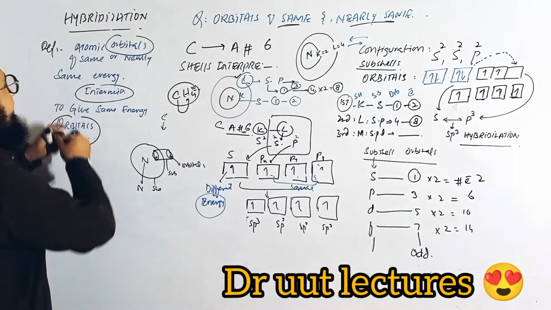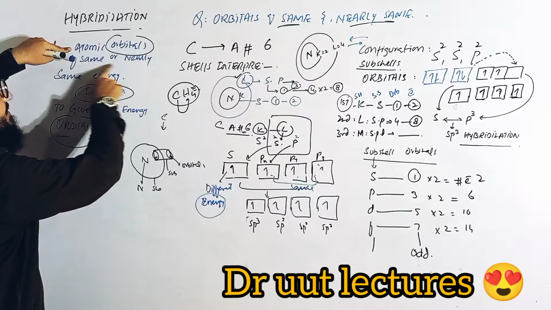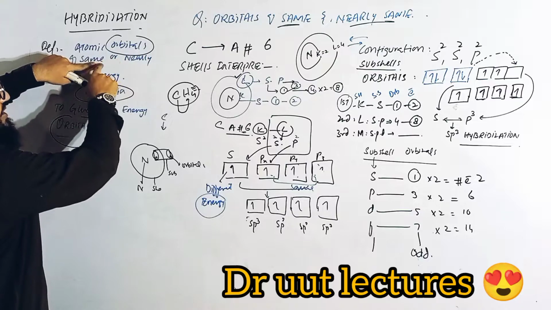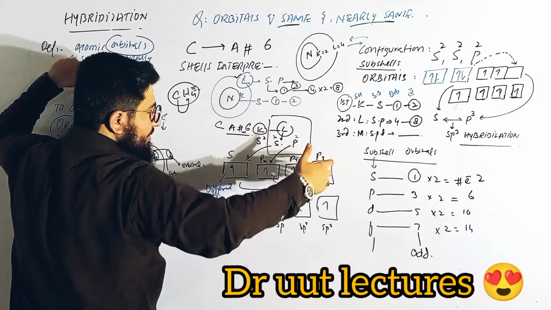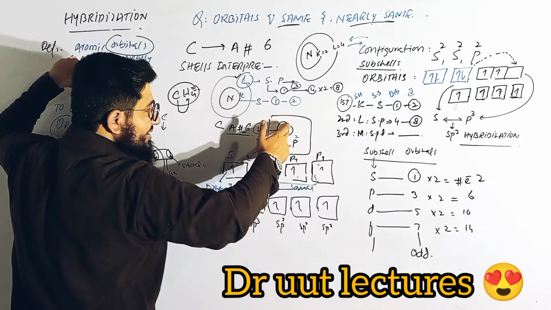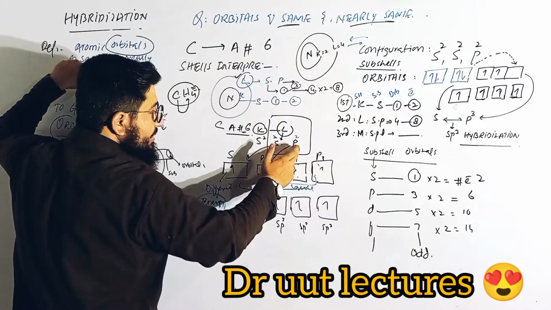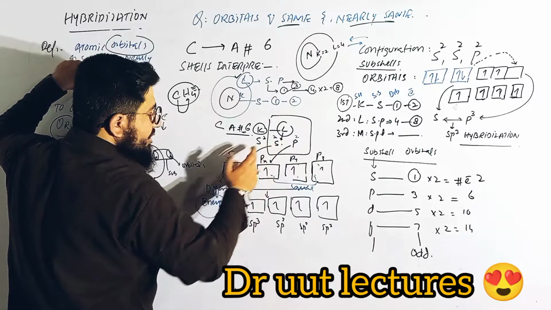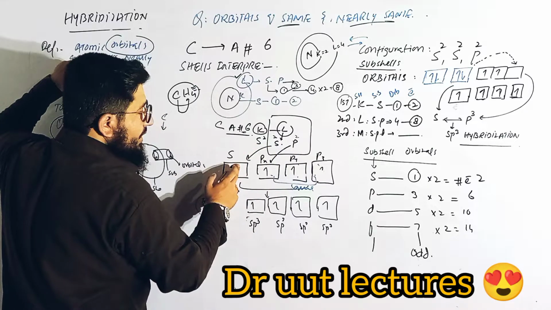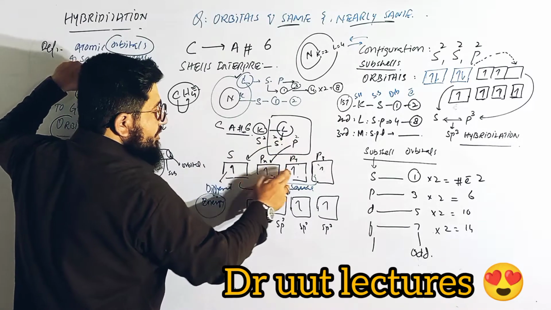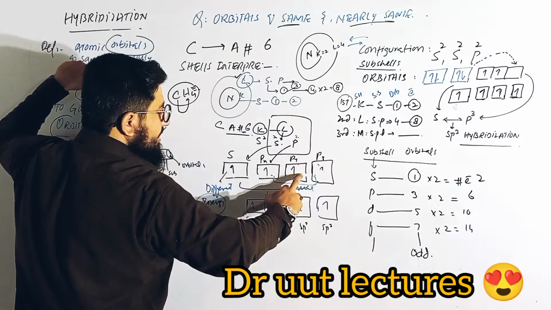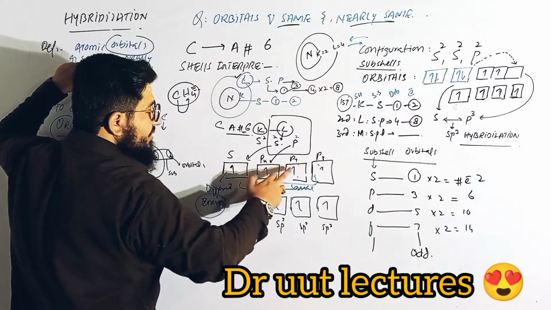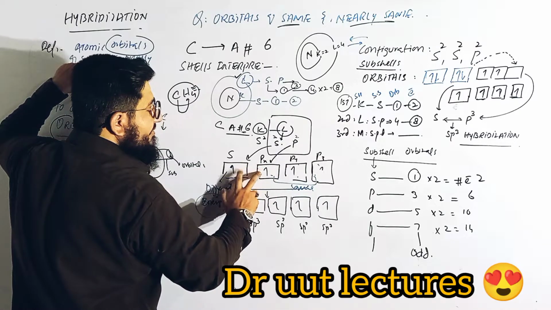So what the definition is talking about is atomic orbitals of the same energy. So these are the atomic orbitals. Carbon has orbitals. Here you're talking about the L shell. In it we have s and p subshells. In the s subshell we have one s orbital. In the p we have three orbitals. All these three orbitals have the same energy, but when compared with the s orbital, a little bit of difference is seen.